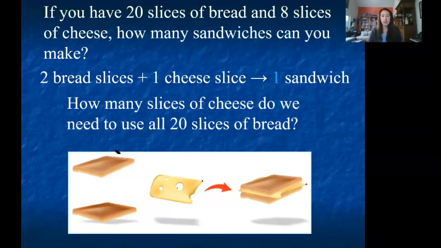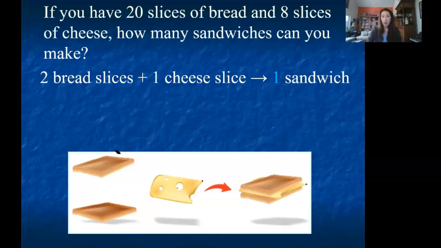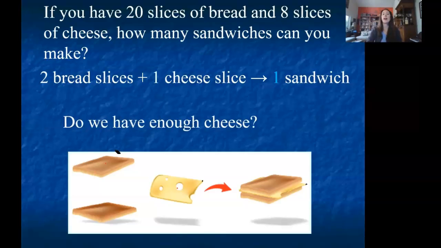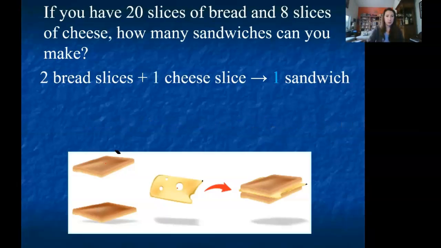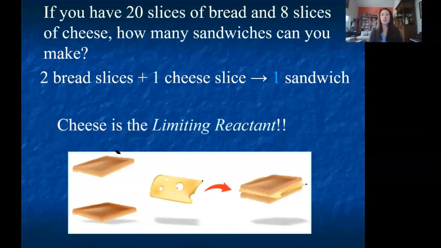Now, how many slices of cheese would we need if we were going to use all 20 slices of bread? We would need 10. Yeah, very good. But we don't have 10, right? We don't have enough cheese. We only have 8 slices of cheese. So therefore, cheese is our limiting reactant. We all just did that in our head, right?